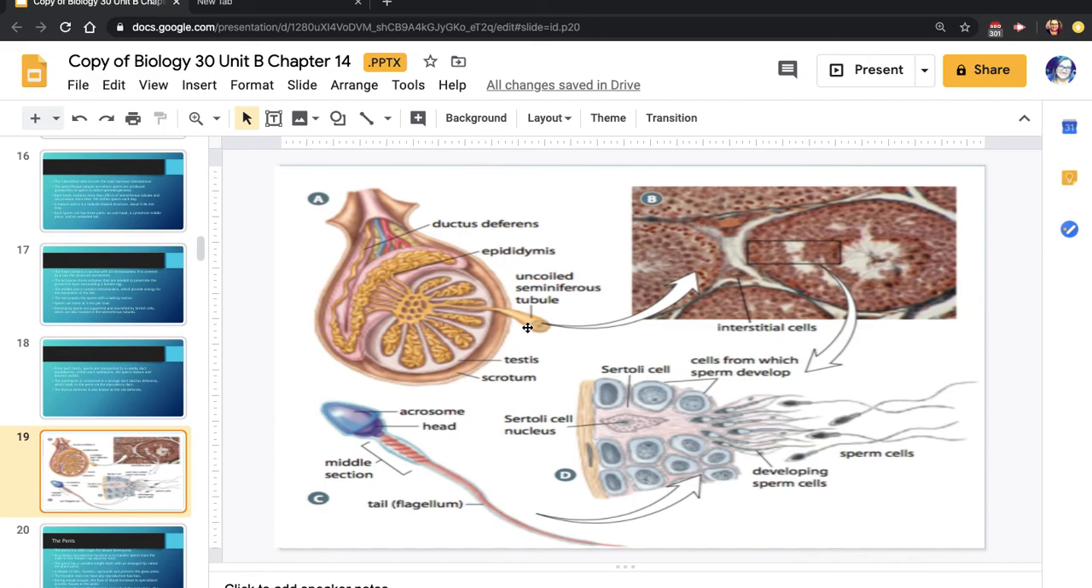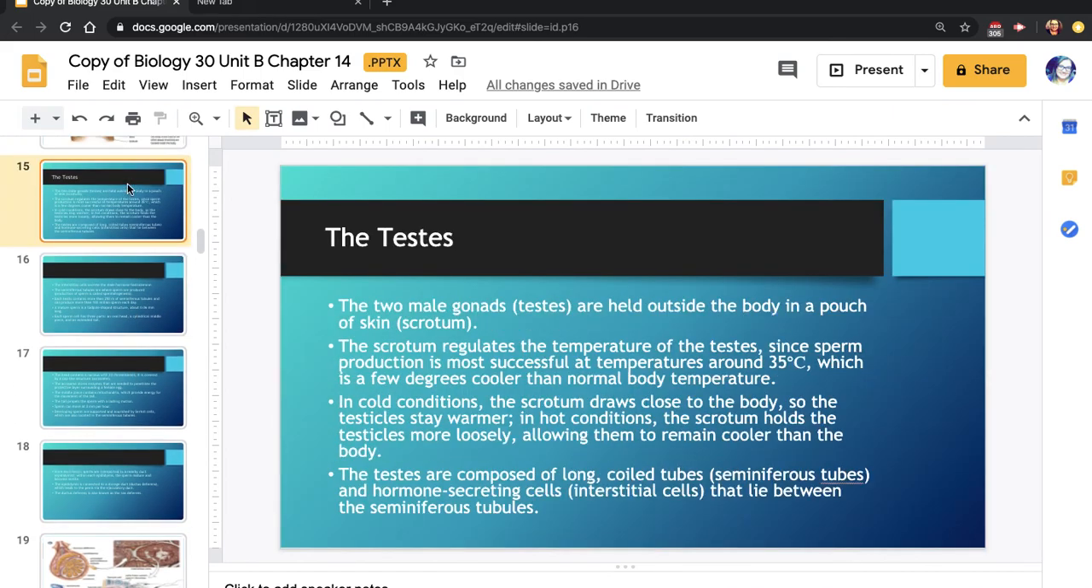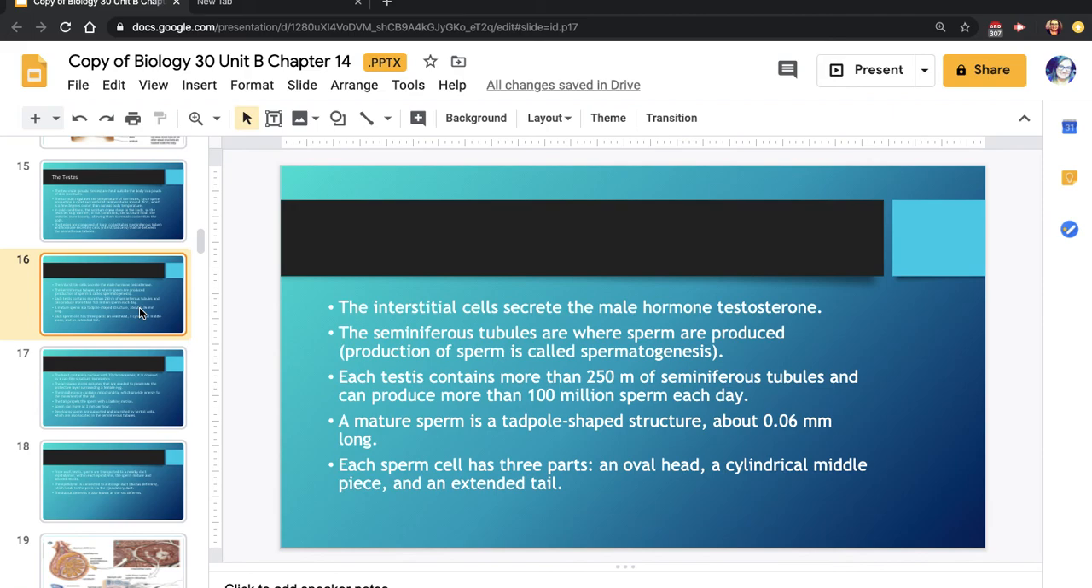So this is the scrotum, the outside part. The testes is right here, and right inside of the testes is a whole bunch of little tiny tubes, and all within there is where the sperm is being created. So it's being created all through here. Once it's created, it can go through this little matrix here to the epididymis, and the epididymis is where it's going to mature. So the interstitial cells secrete the male hormone testosterone, and the seminiferous tubules are where sperm is produced.